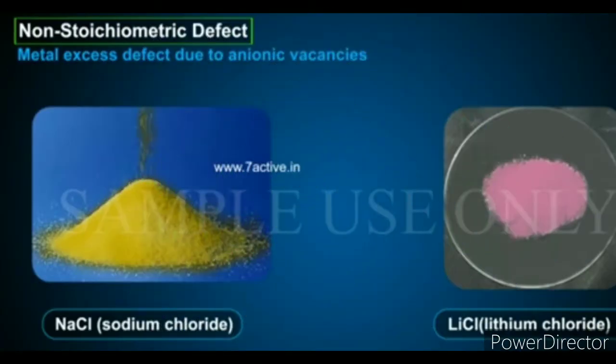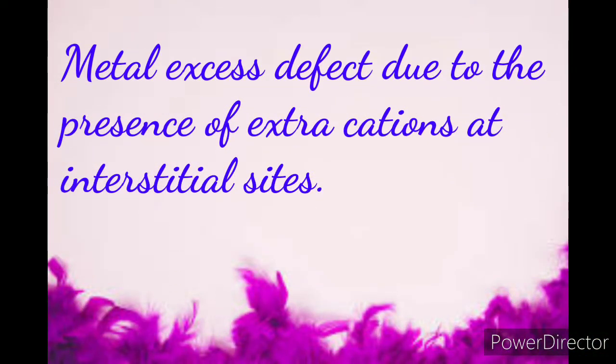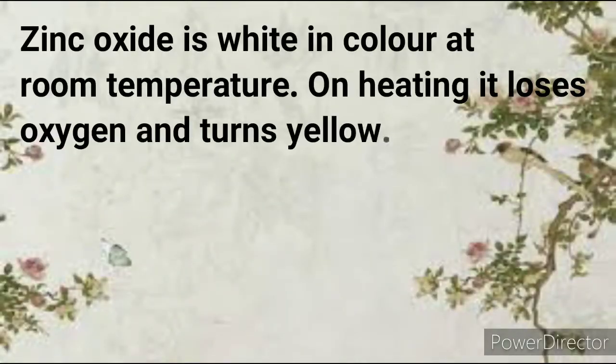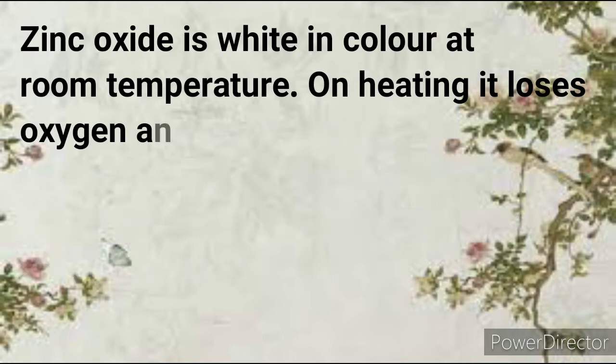The next defect is metal excess defect due to the presence of extra cations at the interstitial sites. This can be explained on the basis of an example. Zinc oxide is generally white in color at room temperature. On heating, it loses oxygen and turns yellow in color.